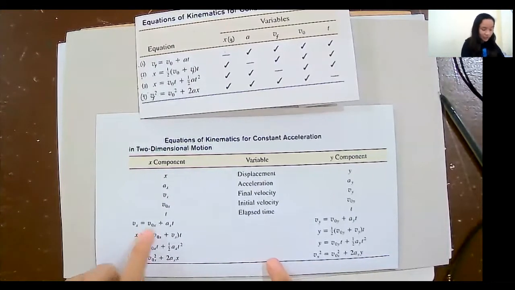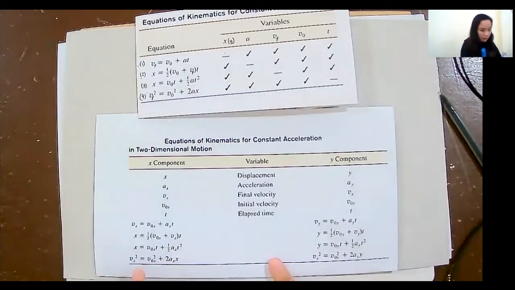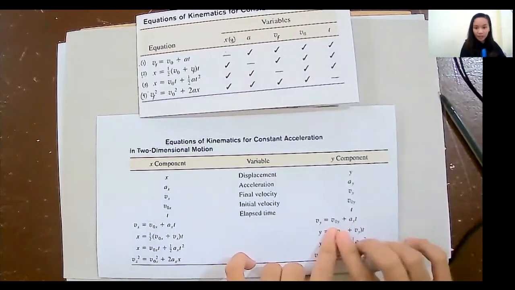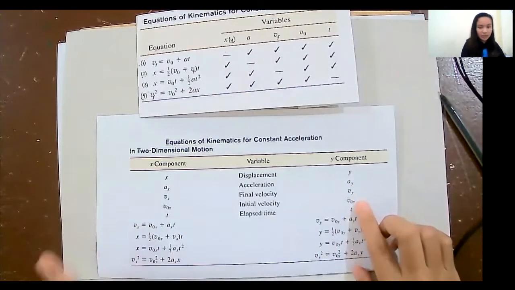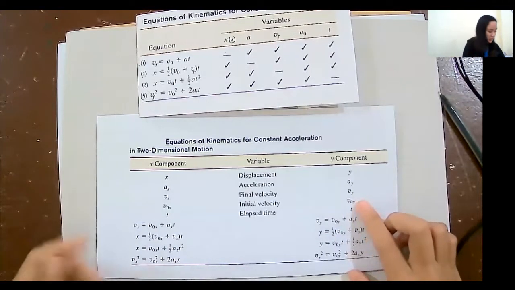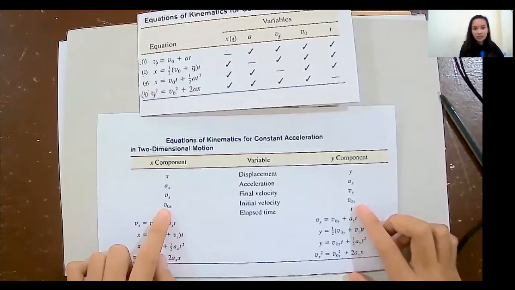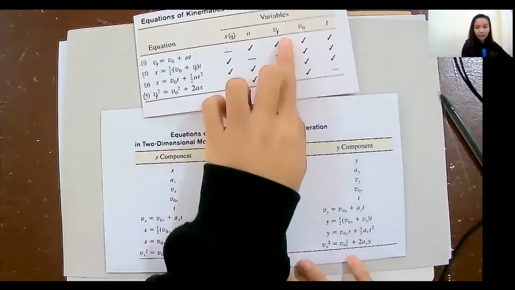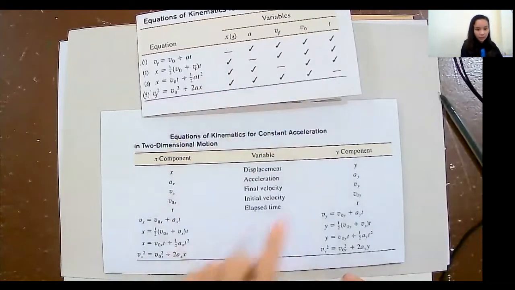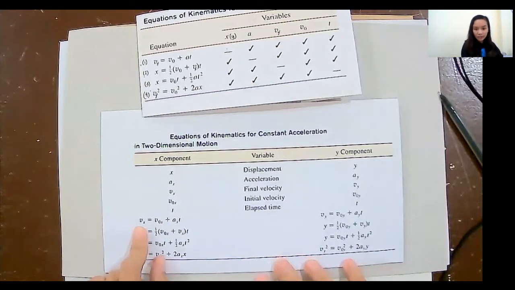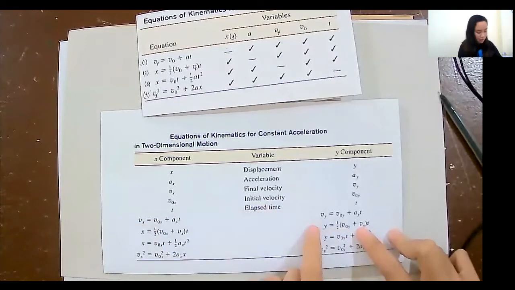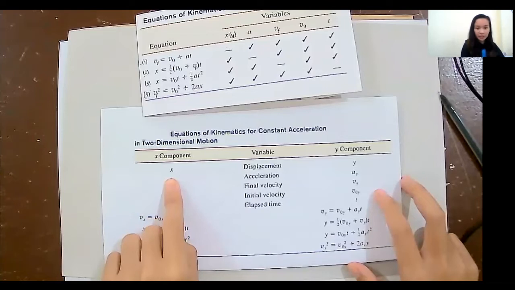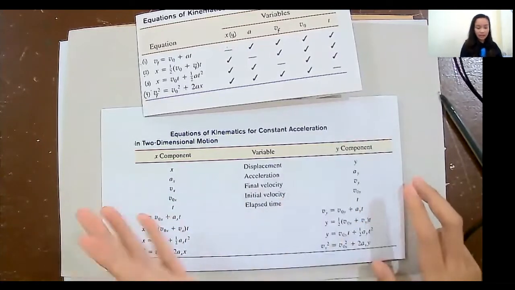So your V-naught, kung dito V-naught lang siya, when we are dealing with two-dimensional, we now have V-naught-x, and pag nasa y naman, we have V-naught-y. This is the initial velocity in the y direction, and the other one is the initial velocity in the x axis. Also your final velocity, instead of v sub f, we will have v sub x for the final velocity in the x axis, and v sub y for the final velocity in the y axis. And then x for the displacement kapag nasa x-axis, and y for the y-axis.